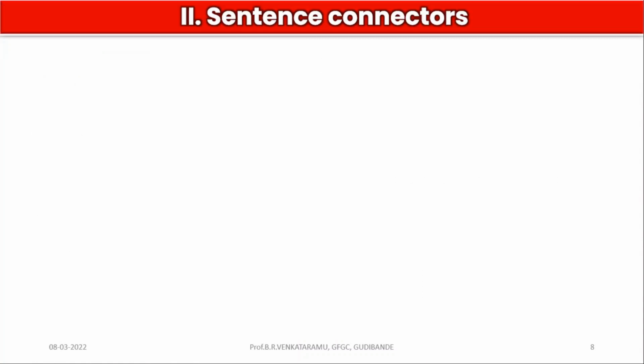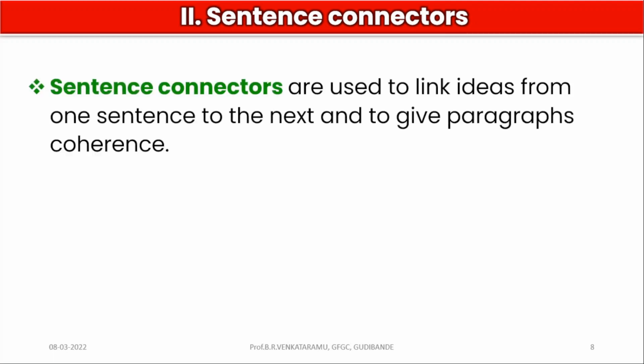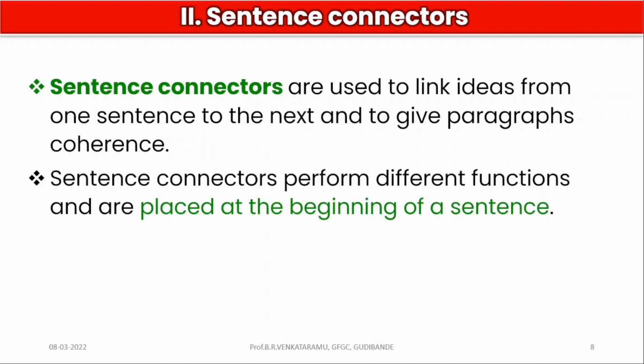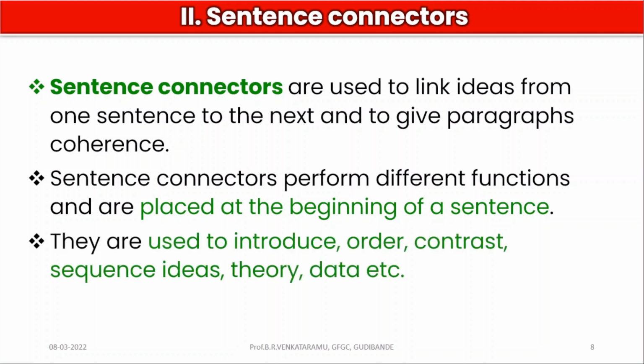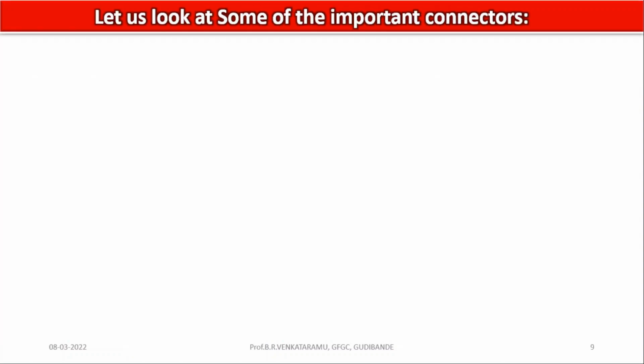Now let's jump onto the second type of linkers. That is called sentence connectors. Friends, sentence connectors are used to link ideas from one sentence to the next and to give paragraphs coherence. Sentence connectors perform different functions and are placed at the beginning of a sentence. They are used to introduce order, contrast, sequence ideas, theory, data, etc. Friends, now let's look at some of the important sentence connectors.